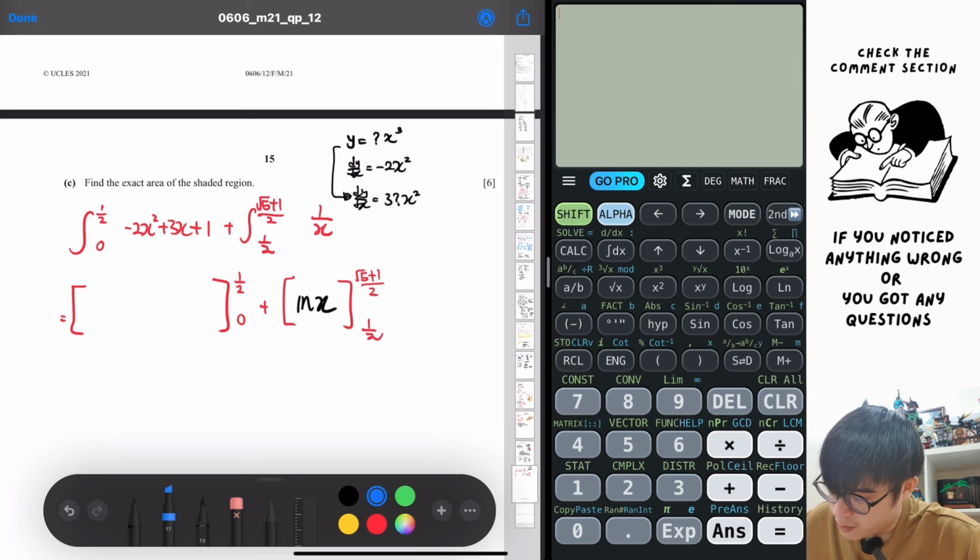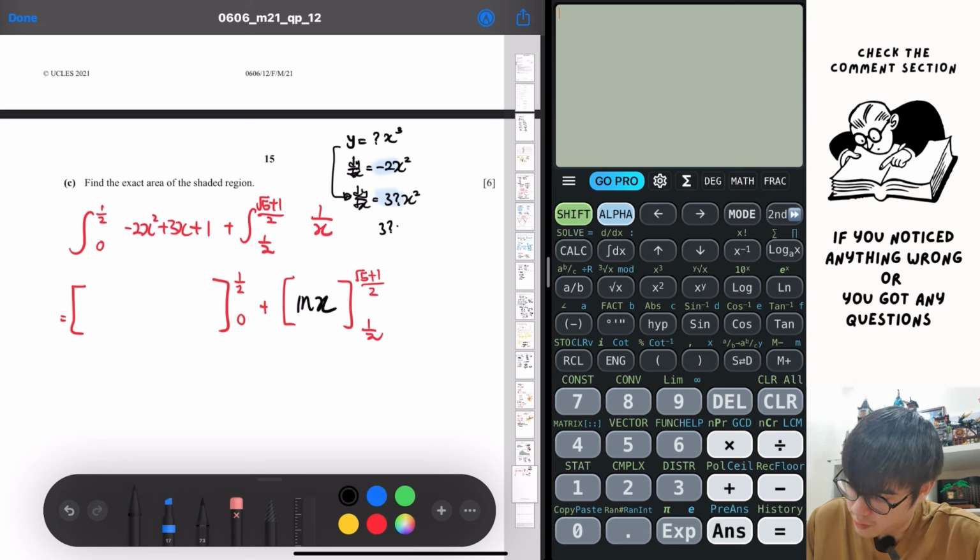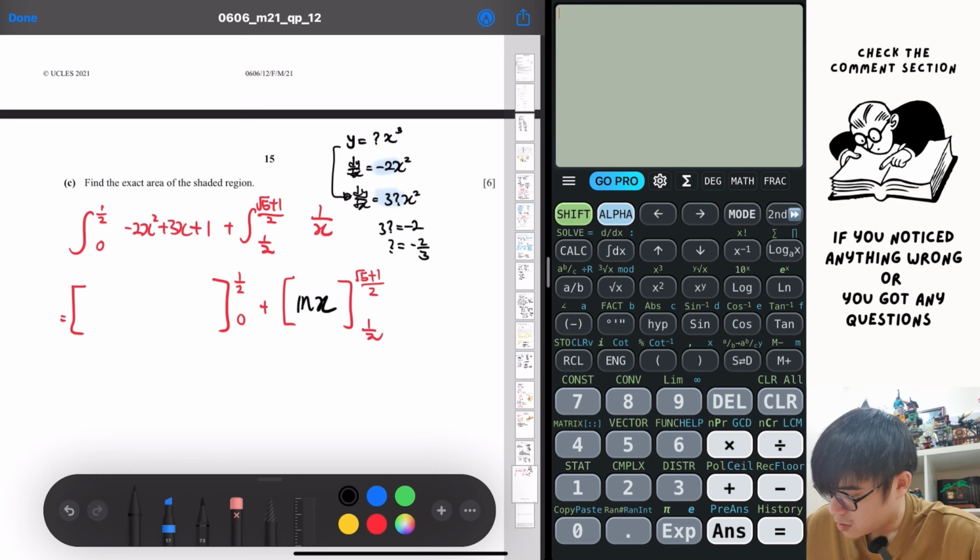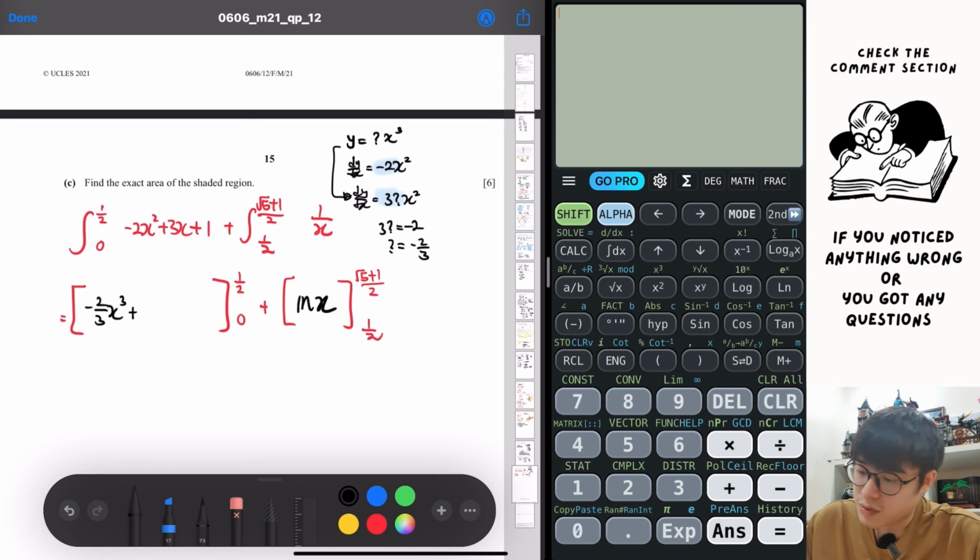Compare these two variables accordingly. You have 3 unknown equals to negative 2. Unknown will be negative 2 over 3. So that's how I get to this result. And for the next one, just repeat the same steps.